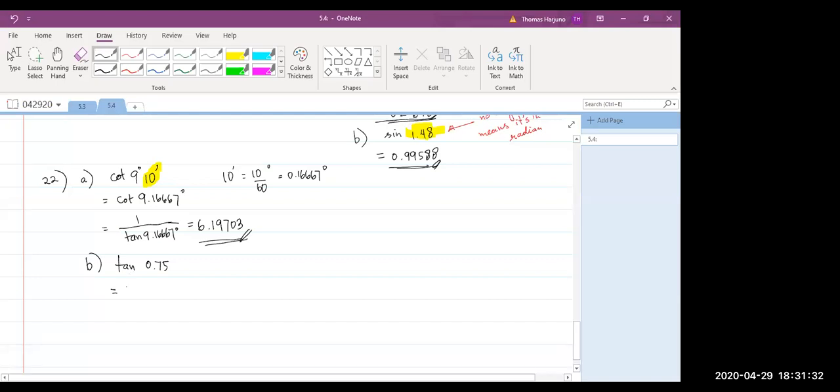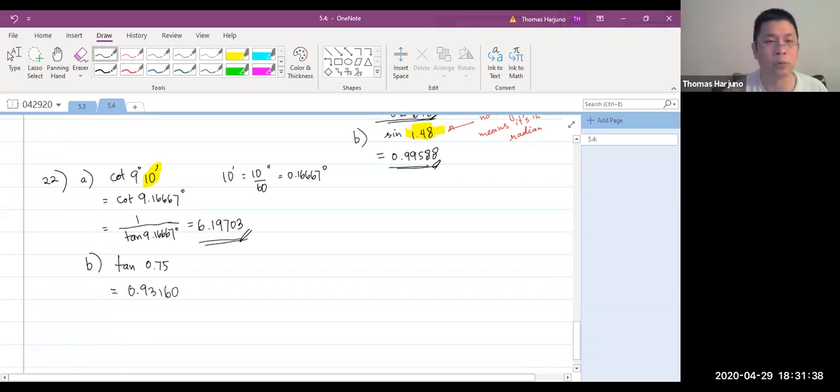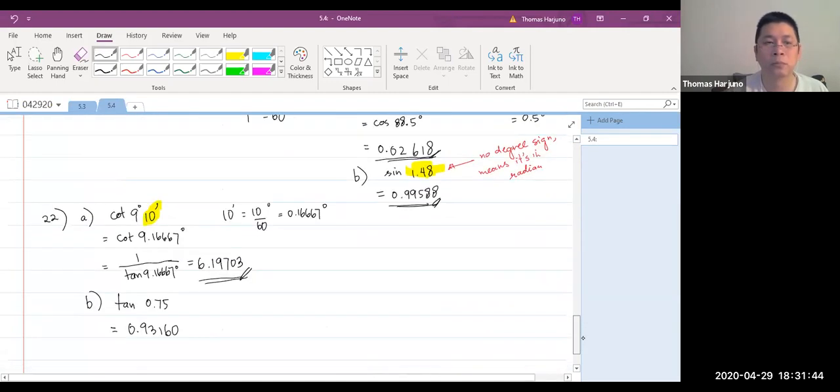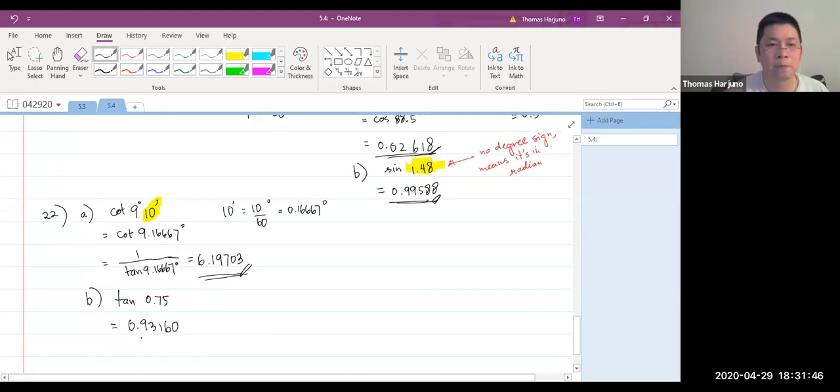I got 0.93160. That's right. Okay, let me give you 3 minutes to do number 24a and b. That's cosecant 43 degrees 40 minutes. And the other one is secant 0.26. Let me give you 3 minutes for this.